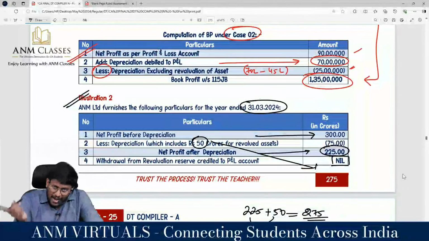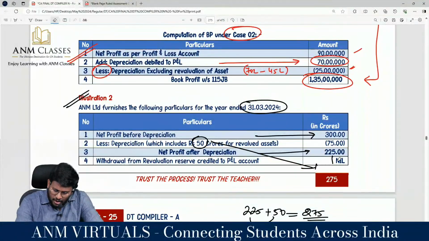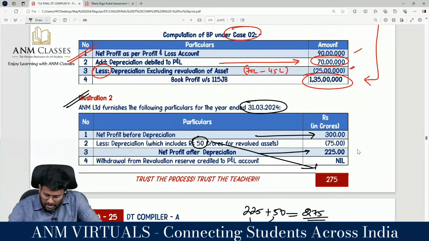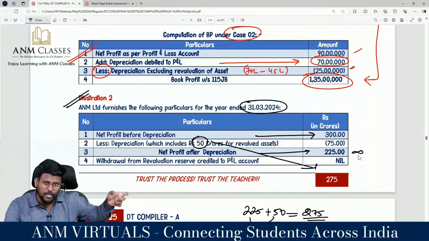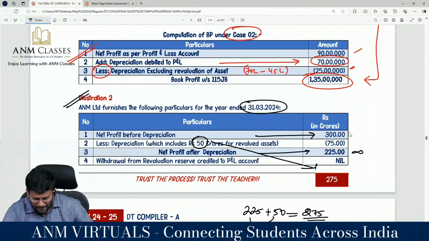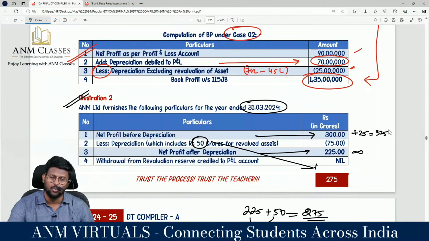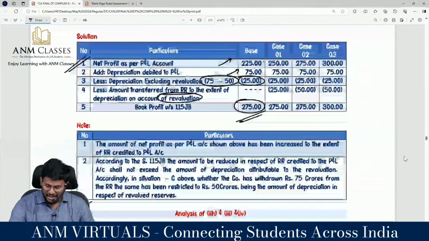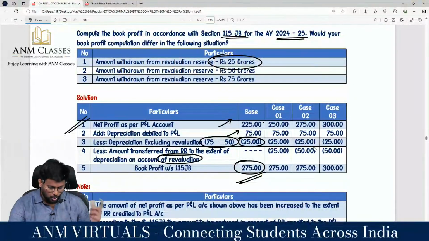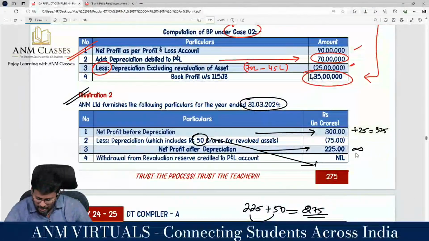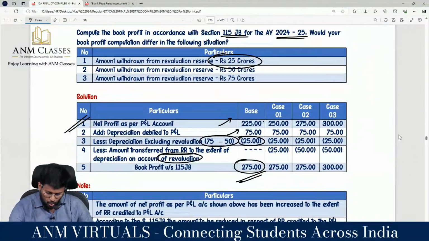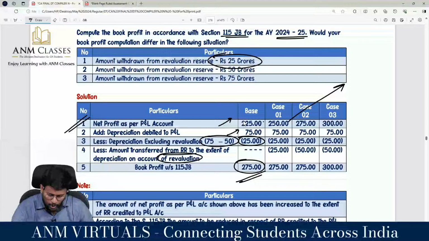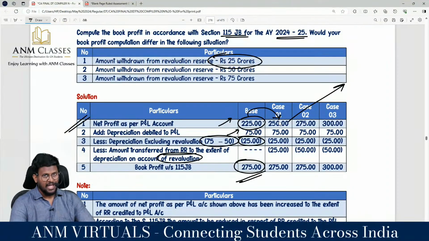Now, if they withdraw from the revaluation reserve, this net profit will change. Why will it change? Because the new item is going to be credited in the P&L account. Automatically 300 crore net profit becomes 325 crore after adding 25 crore. Right? So I should start from there. So here automatically 225 plus 25 becomes 250 crores. So the starting point will change. I hope that this change you have noted.